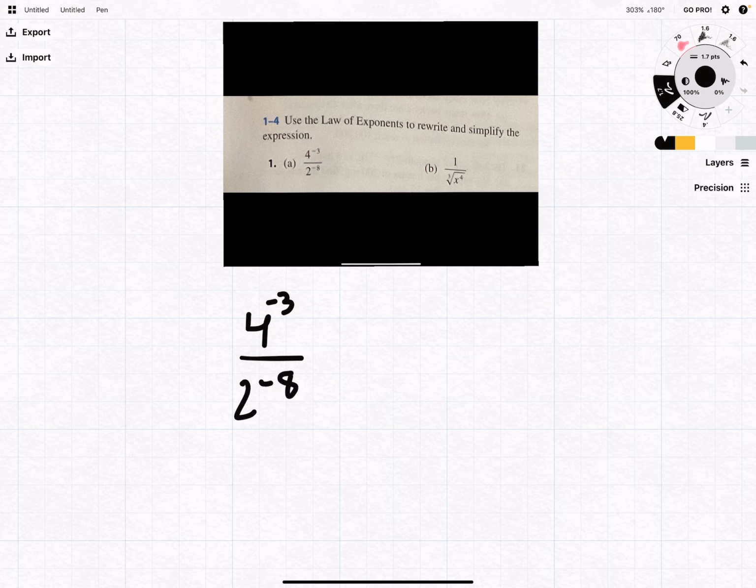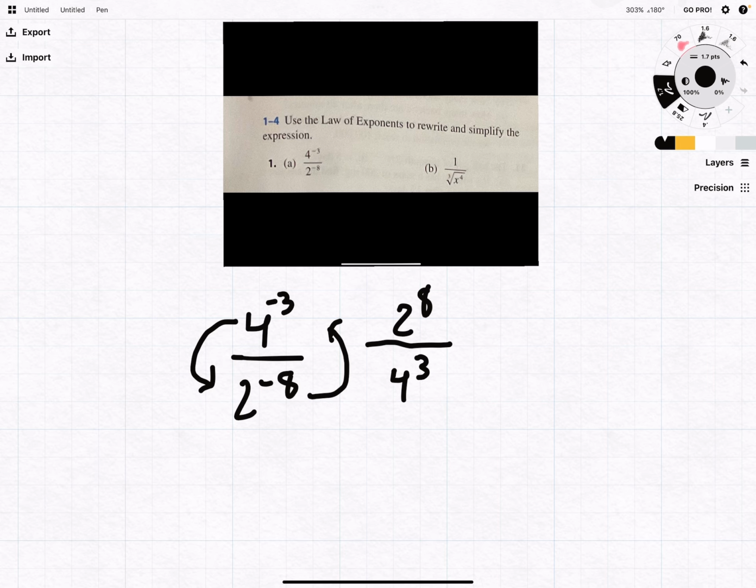And one of the properties of negative exponents is if you have them, you have to rewrite it as a reciprocal. So what that basically means is you're going to need to bring this 2 to the negative 8th up to the top and turn it into a 2 to the 8th. This 4 to the negative third will then go to the bottom, and that will become 4 to the third.